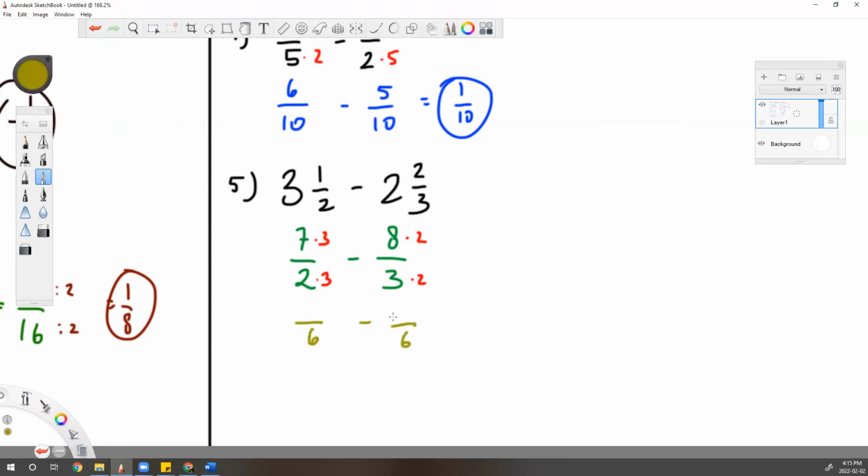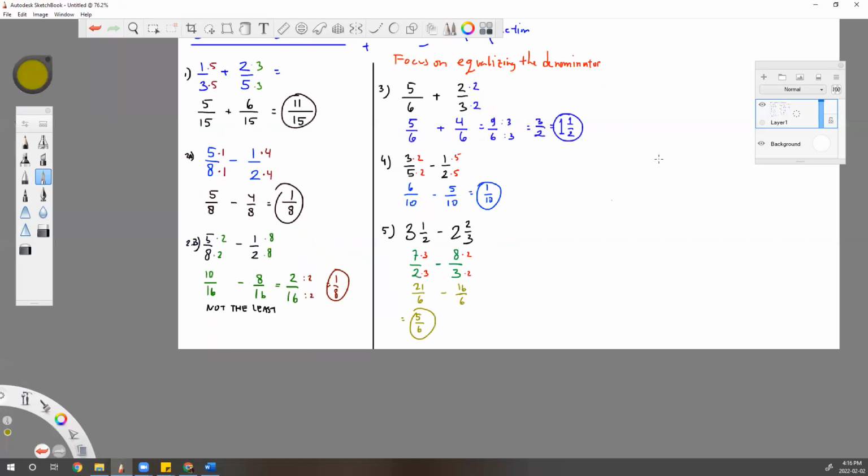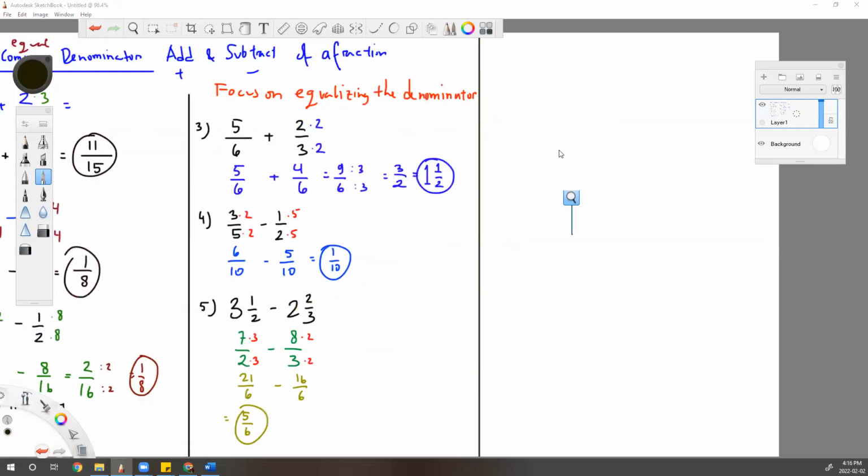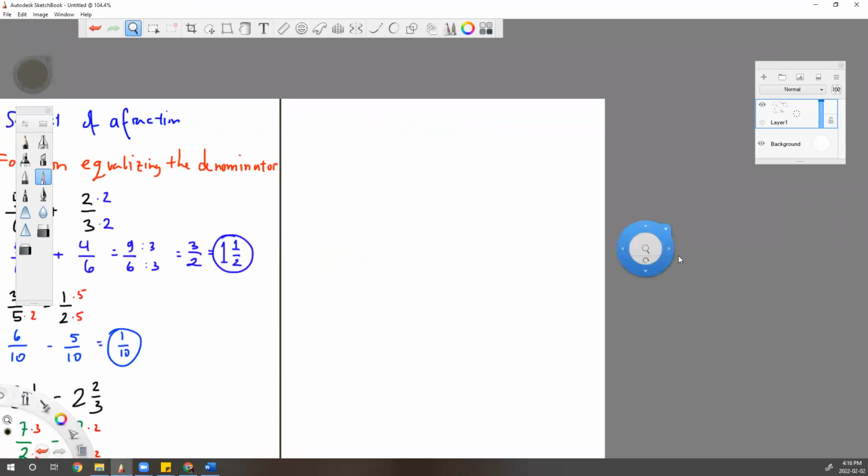7 times 3 is 21 over 6. Here, 8 times 2 is 16 over 6. So you'll get the answer 5 over 6. See, as simple as that. When we deal with a mixed fraction, you can also change the mixed fraction into an improper fraction first. I will give you some exercises, so you can get the idea and go on by yourself.